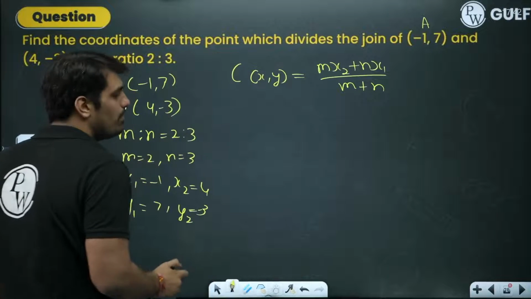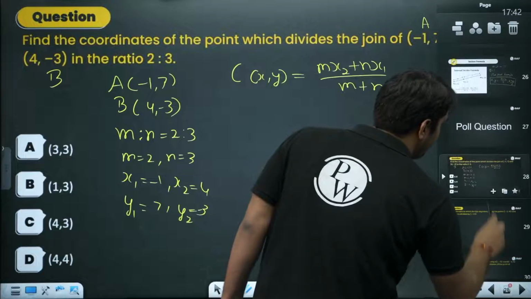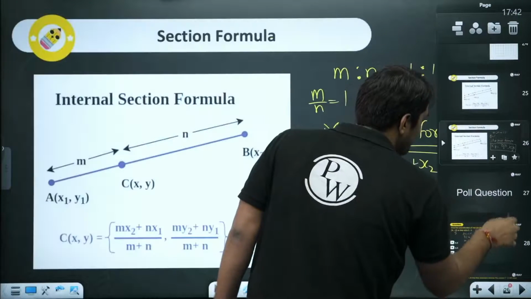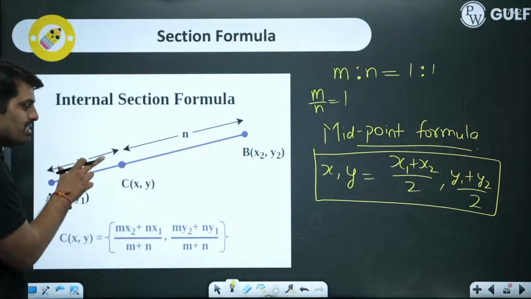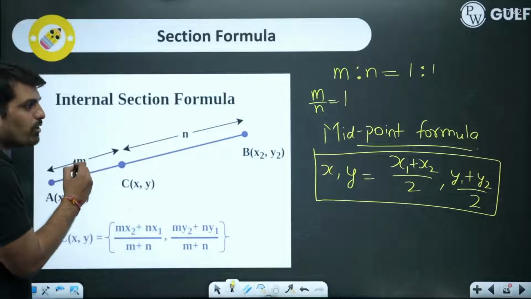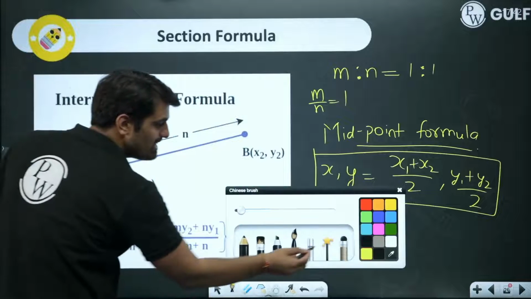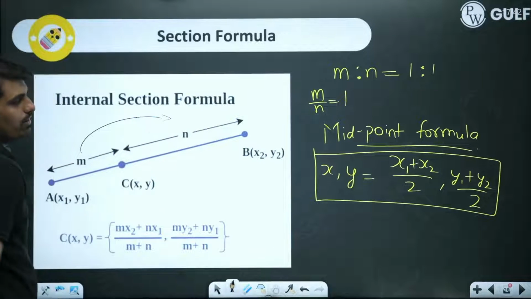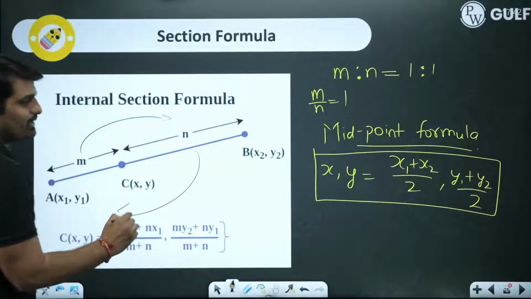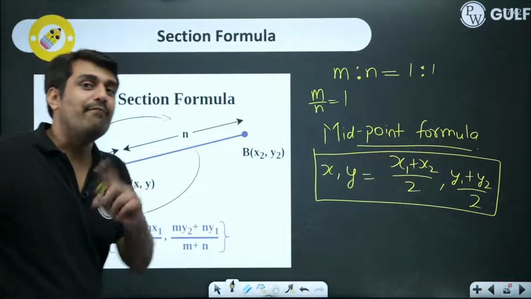So you must remember, let me show you in case you are having any difficulties on how to apply it. In the case of section formula, m is this ratio, so this will be multiplied. m would always be multiplied with the other x over here, and n would be multiplied with this x over here.